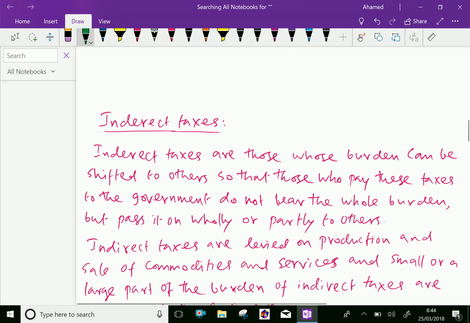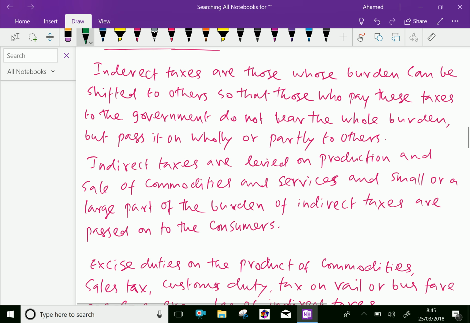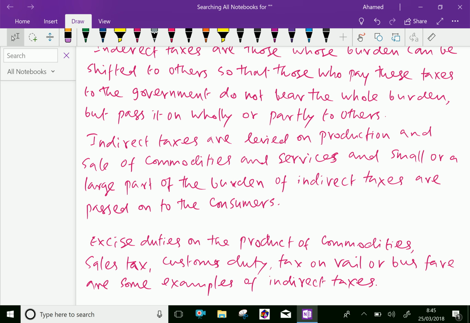Now, let us discuss indirect taxes. Indirect taxes are those whose burden can be shifted to others, so that those who pay these taxes to the government do not bear the whole burden, but pass it on wholly or partly to others. Indirect taxes are levied on the production and sale of commodities and services, and a small or large part of the burden of indirect taxes is passed to the consumers.